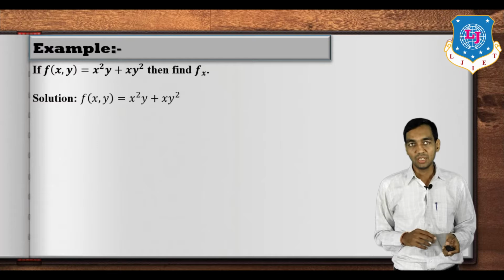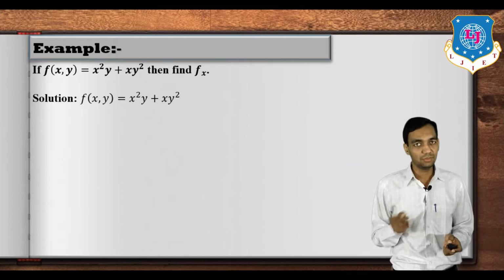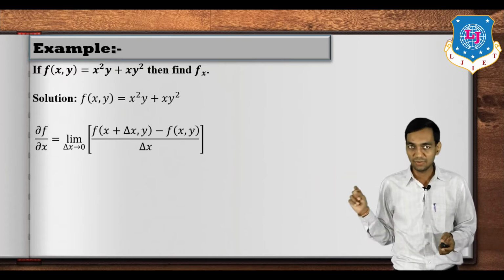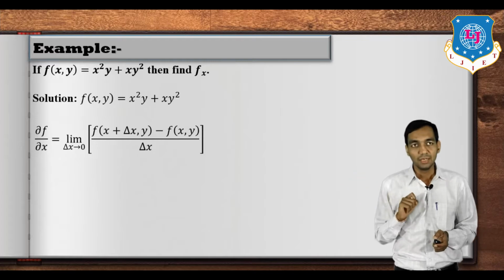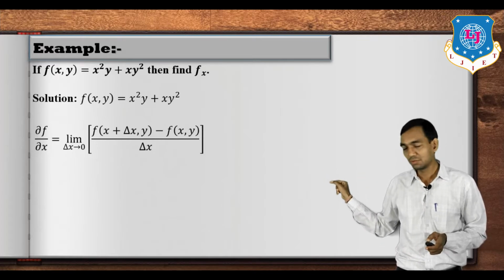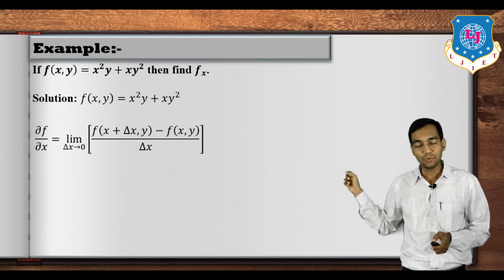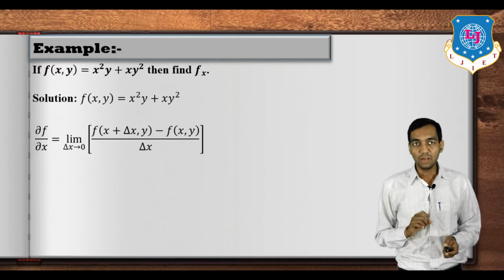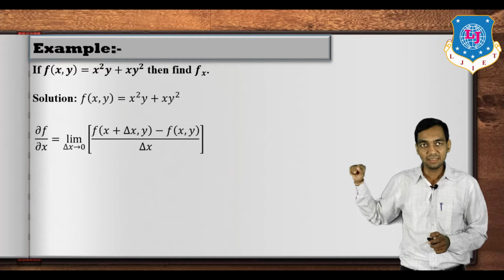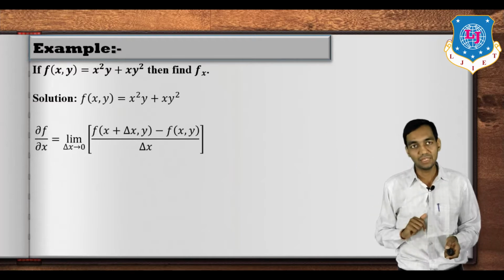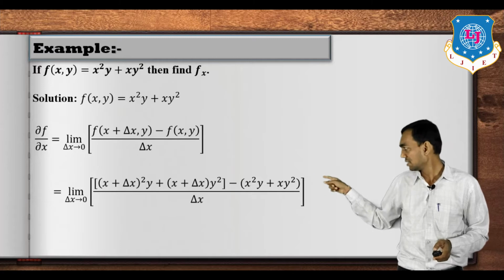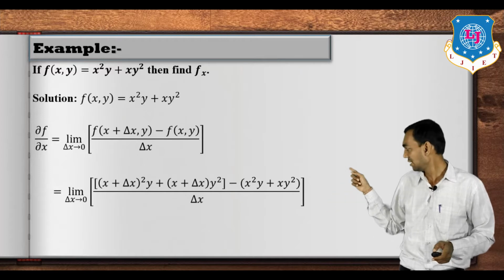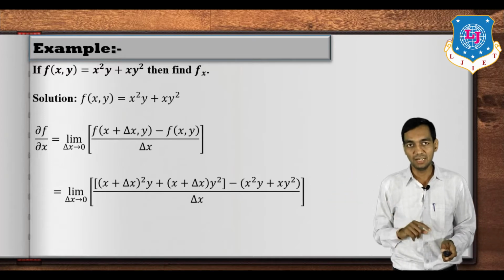So, what do you have? You have f of x, y is x square y plus xy square. Now, if you have to find del f by del x, that means you have to treat y as a constant. So, using the definition of partial derivative, you have limit delta x tends to 0, f of x plus delta x comma y minus f of x comma y divided by delta x. Now, x is replaced with x plus delta x and y remains y in the original function f of x, y. So, you will have x plus delta x whole square into y plus x plus delta x into y square minus f of xy, which has the value x square y plus xy square, divided by delta x.